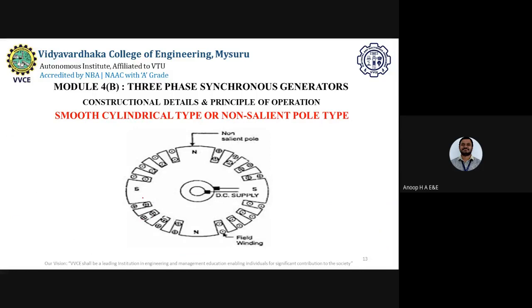So you will have the north pole, south pole, and this is the DC supply that is given. So north, south. Here you have the non-salient pole type. As you can see, the construction is more or less cylindrical. Sorry, it is not cyclic, it is cylindrical, and once you take the cross sectional view, it is said to be concentric in nature.